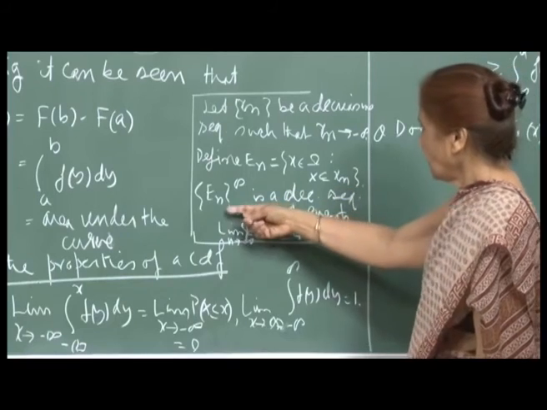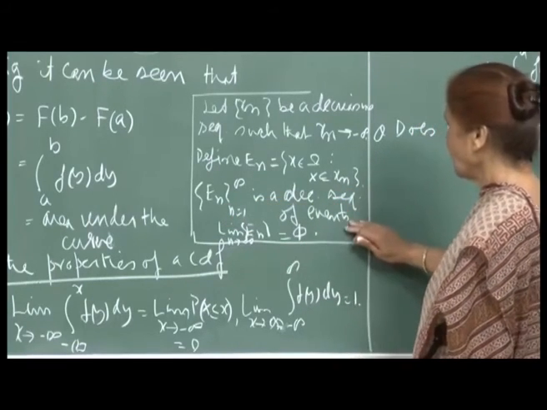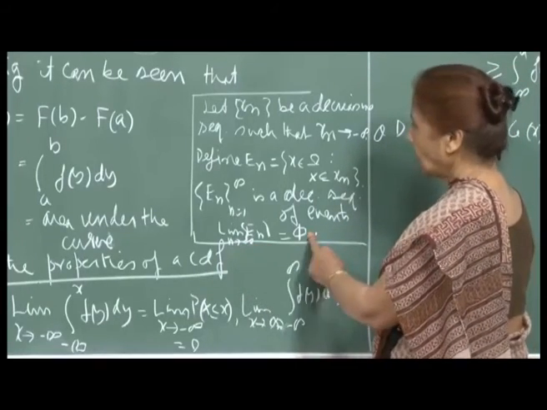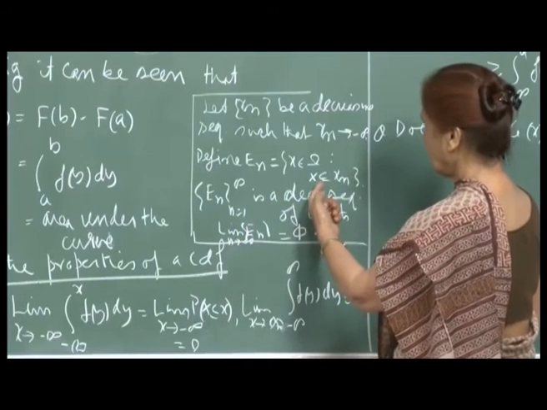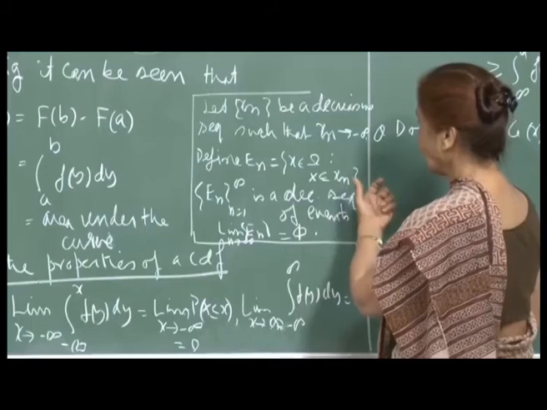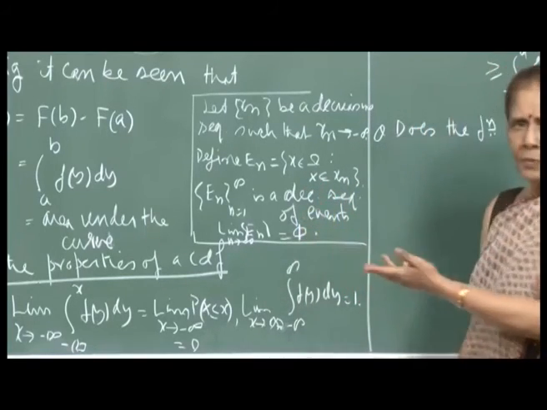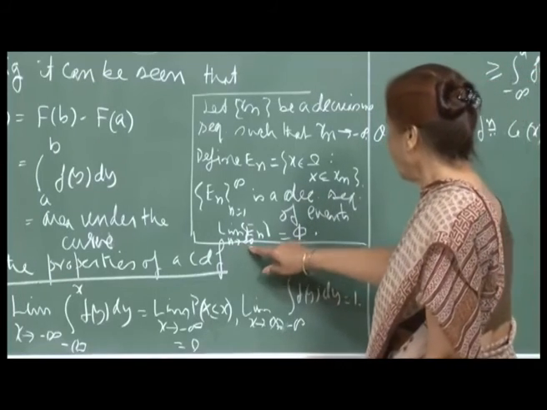Then you see again E_n, as n goes from 1 to infinity, is a decreasing sequence of events, and the limit of E_n as n goes to infinity will be empty, because as n goes to infinity, you will be talking of the event where x is less than or equal to minus infinity. There can be no real number which is less than minus infinity, and therefore the limit of E_n is phi, the empty set.